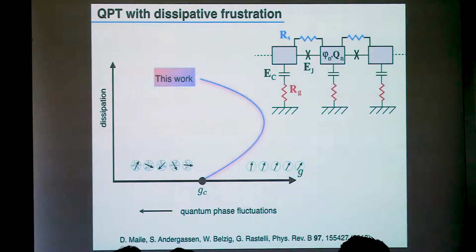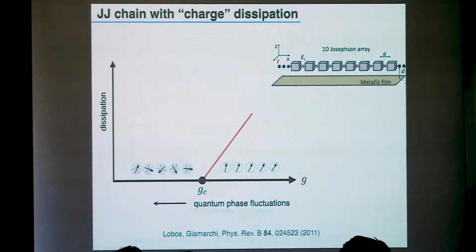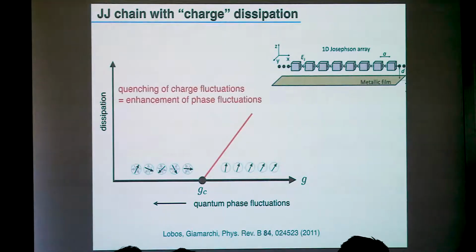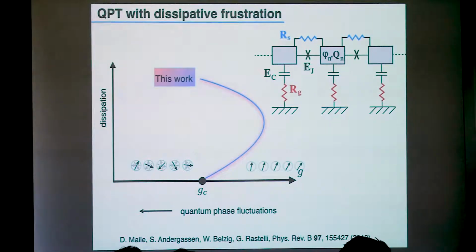So what happens now when we consider both? We have a channel for the dissipation of the phase and one channel for the dissipation of the charge. And then we realized that it's possible to obtain this situation by simply adding, to the original dissipative quantum phase model with a shunt resistance, another resistance here, which is between the capacitance C and the ground. And then the final result is this peculiar behavior of the critical line that I'm going to explain in more detail now.